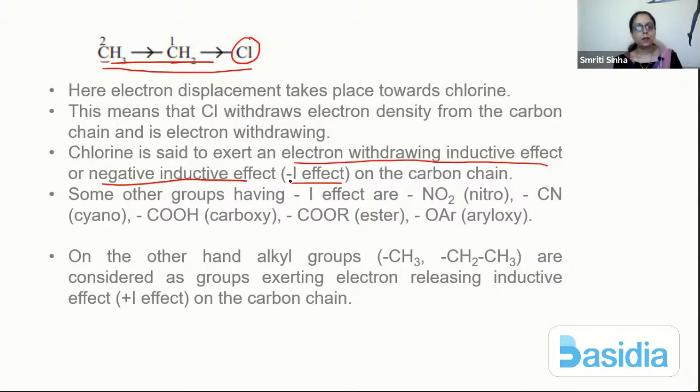Some other groups other than chlorine which show this effect are nitro, cyano, carboxy, ester, and alkoxy. All these groups pull the electron towards themselves, causing minus I effect or negative inductive effect. On the other hand, any alkyl group, whether methyl, ethyl, propyl or isobutyl, will show electron releasing inductive effect, that is plus I effect, to the carbon chain.